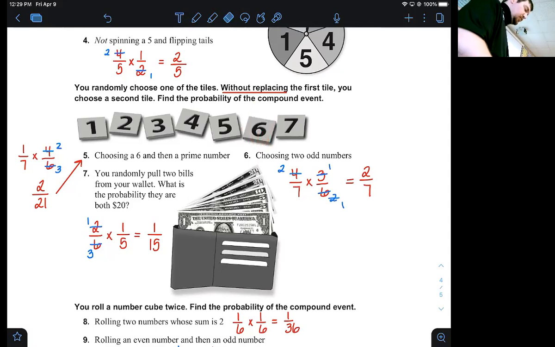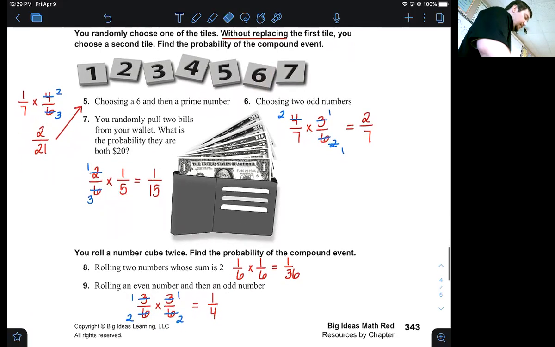Number 6, choosing 2 odd numbers. Well, there's 4 odd numbers up there, 1, 3, 5, and 7 out of 7. Once you pick one of them, you're going for another one. Well, now there's 3 odd numbers out of 6. So you can cancel quite a bit. You should end up with 2/7. Don't leave it as 12/42. That cancels all the way down to 2/7.